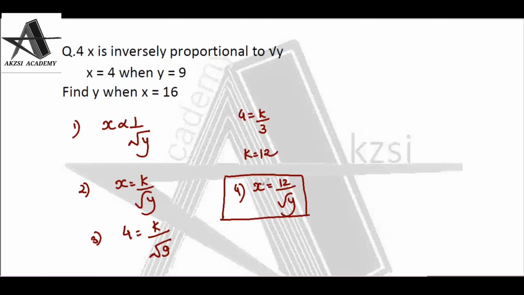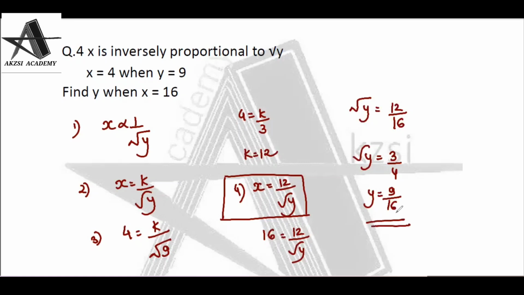So in this equation, I'll replace x with 16 and it will be 16 equals 12 over root y. Now, root y equals 12 over 16. So this is going to be simplified. You will get 3 over 4. And squaring both the sides, you will get y equals 9 by 16. So y is 9 by 16 when x equals 16.